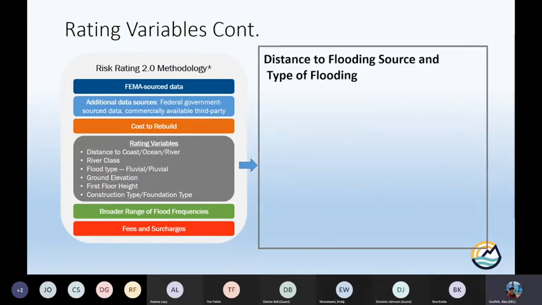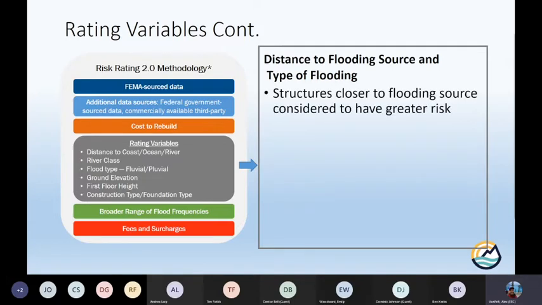So the first variable I want to talk about is distance to flooding source and type of flooding. Under this new methodology, structures located closer to the source of flooding are going to be considered to have greater risk. Why is that? Well, if you live right on the river and my neighbor lives 100 yards back, typically there's going to be an elevation change because water's lazy. It takes the lowest, easiest route. So when you're closer to it, you're more likely to get flooded first. So your distance to flooding source is going to be a factor now.